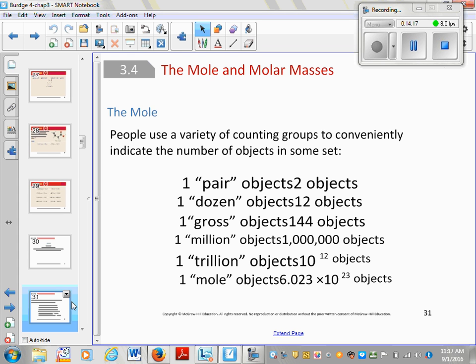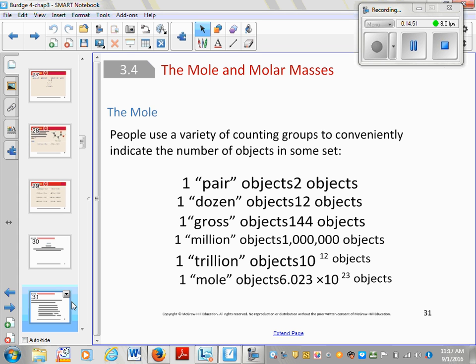Okay. A mole stands for 6.022 times 10 to the 23rd objects. So if I say bring me a mole of oranges, you'd bring me 6.022 times 10 to the 23rd oranges. You'd probably fill up this whole room and then some with oranges. That's a lot of oranges. Or if I said you had 6.022 times 10 to the 23rd apples, you'd have 1 mole of apples.